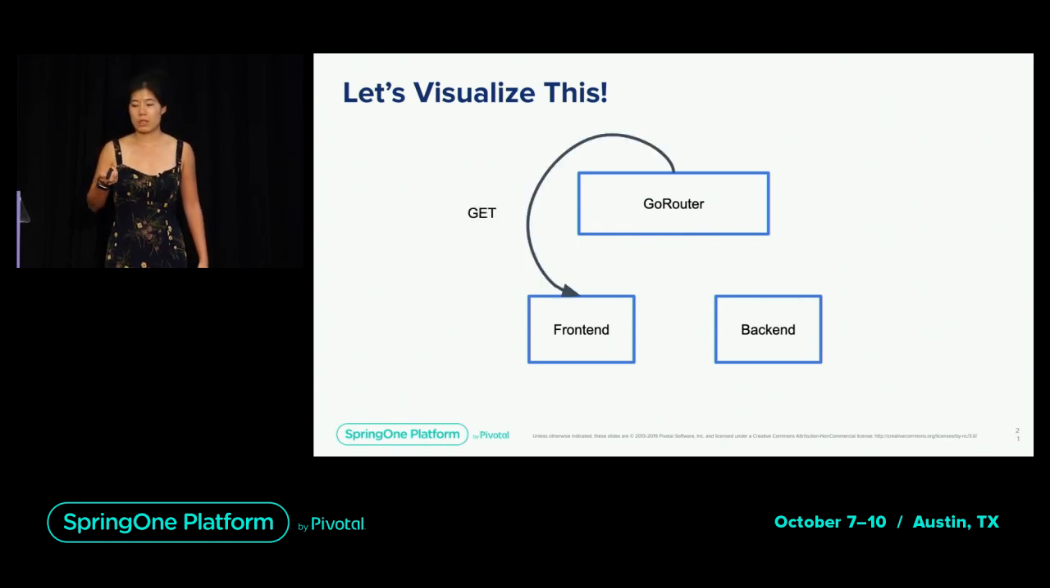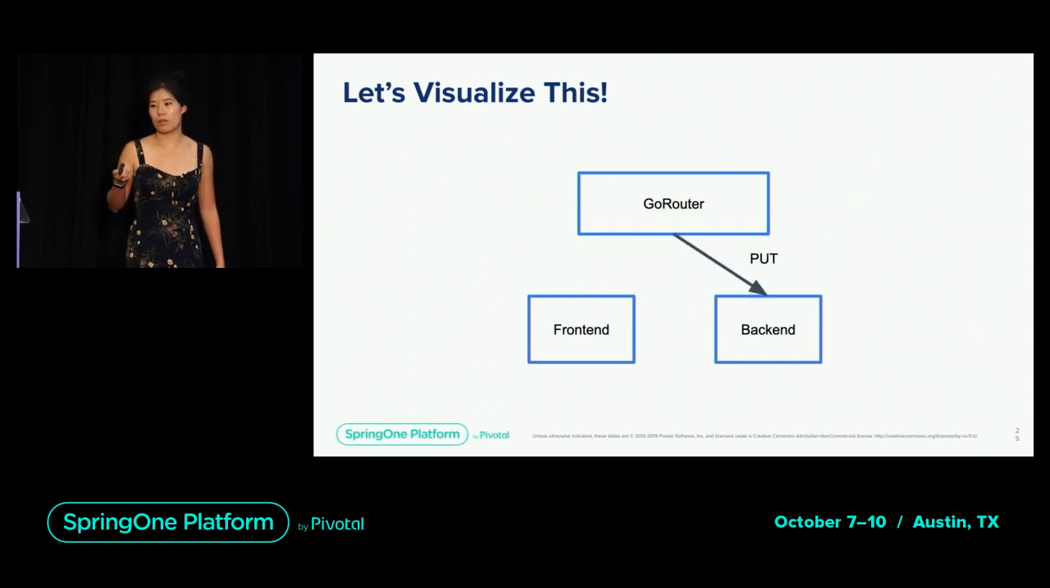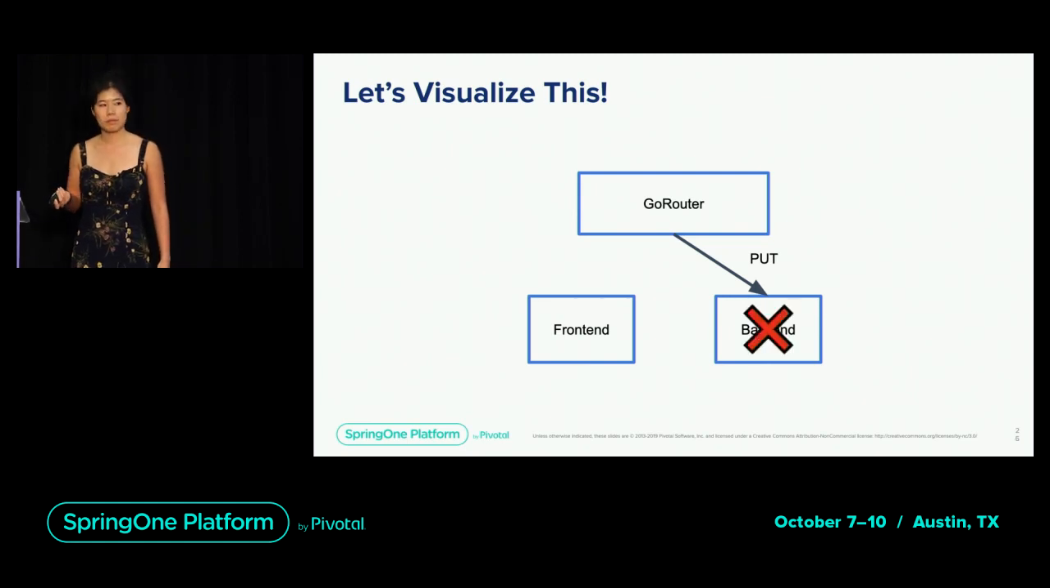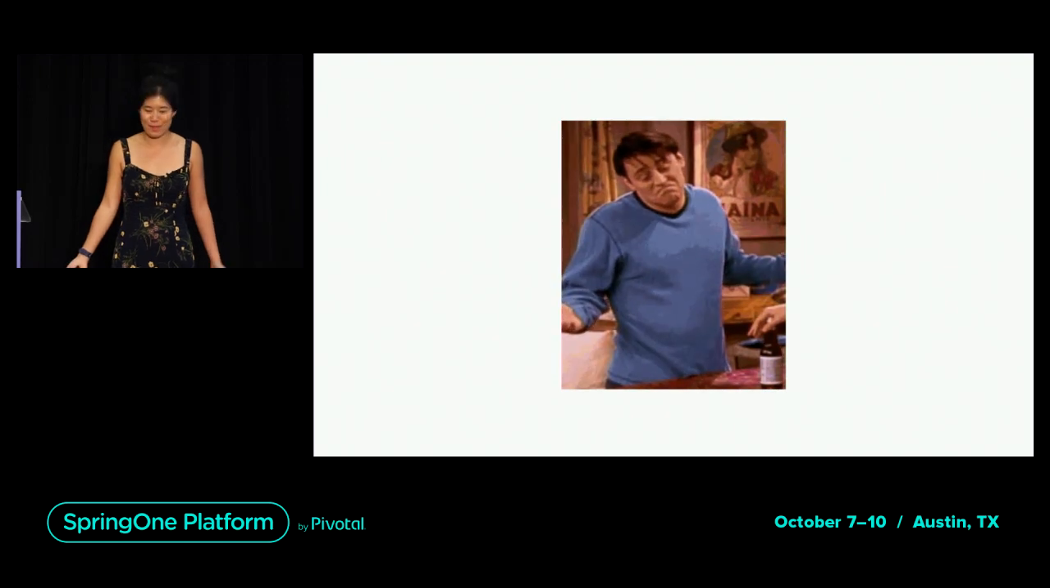And then the front end would send a PUT request. And this is where things are a little fuzzy, right? We know that an error is occurring, but is it occurring at the Go router? Or is the Go router successfully forwarding the request, and the back end's what's actually causing the PUT to error out? Who really knows, right? That's why we're debugging this problem.